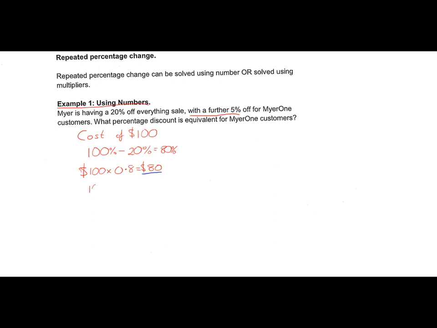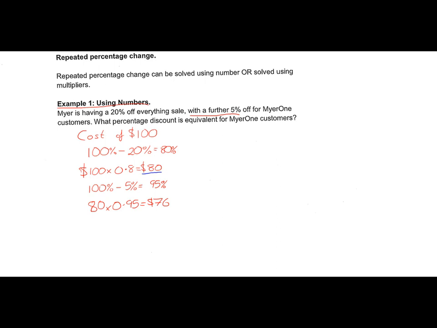It becomes our new 100%. So when we take 5% away, we're going to take 5% off 100%. That'll give us 95%. So we're going to find 95% of the $80 figure that we've just ended up with. So we do 80, multiply it by 0.95. If you do that, you will find that it is $76. So the final price that a Maya 1 customer would pay is $76.